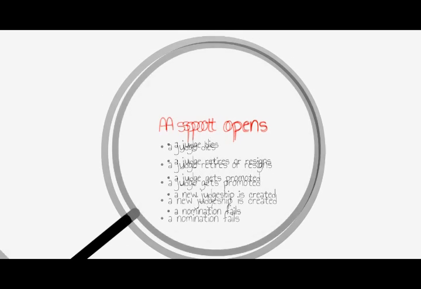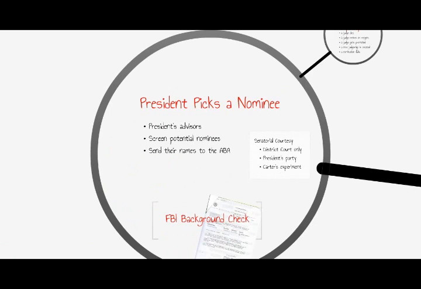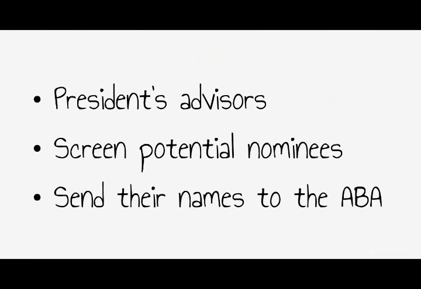The next step is for the President to pick a nominee. For this, the President relies heavily on his advisors. They must screen potential nominees for any embarrassing skeletons in the closet. At this point, the President sends the names to the American Bar Association's Standing Committee on the Federal Judiciary. This committee provides a rating of the potential nominees. The ratings are well qualified, qualified, and not qualified.